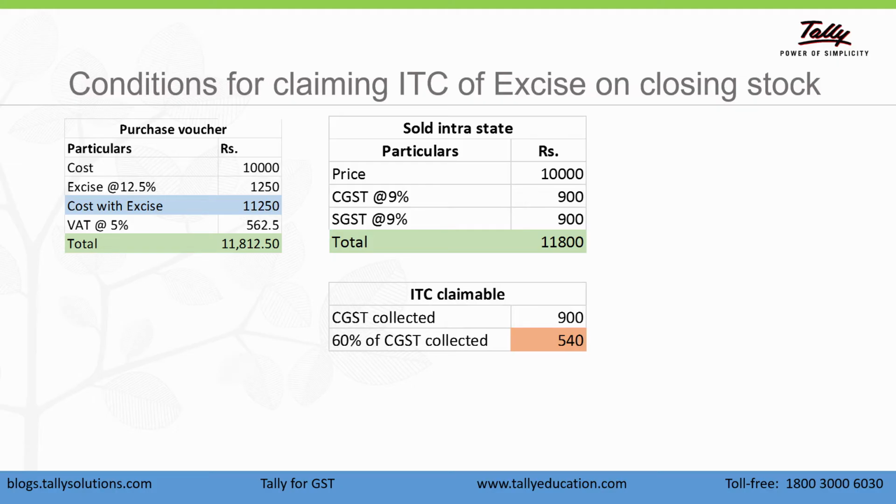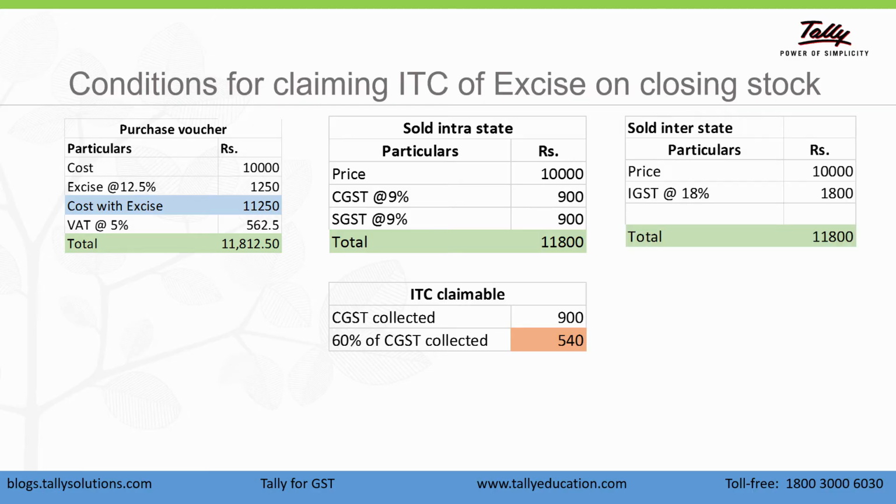Let us say that the same goods are sold outside the state. In that case, assuming the same price of 10,000, IGST at 18% is being collected. Here, 30% of the IGST collected is claimable as ITC on these goods. So IGST collected is rupees 1800. 30% of the IGST collected is rupees 540. So rupees 540 can be claimed by the dealer as input tax credit of excise on the closing stock.